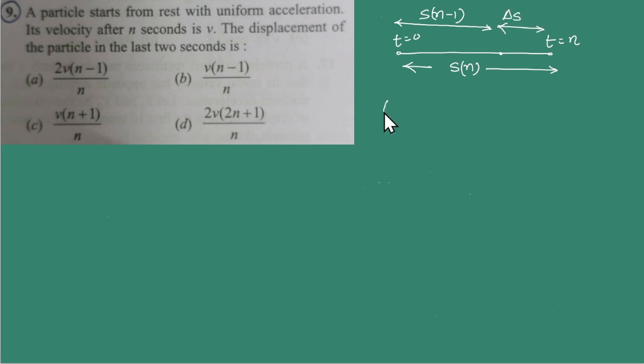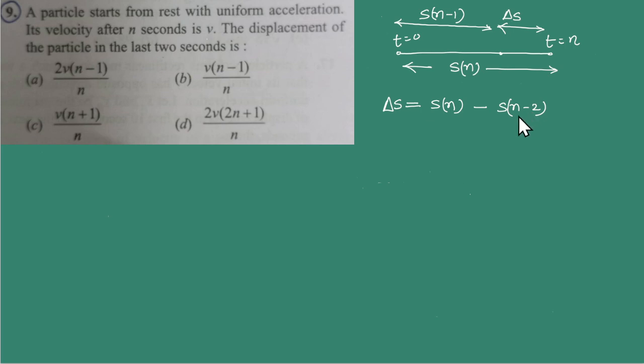delta s. So from this diagram, it is clearly visible this delta s is equal to the distance covered in n seconds minus the distance covered in n minus 2 seconds. So we will get the distance covered in the last 2 seconds, or you can say the displacement in the last 2 seconds.